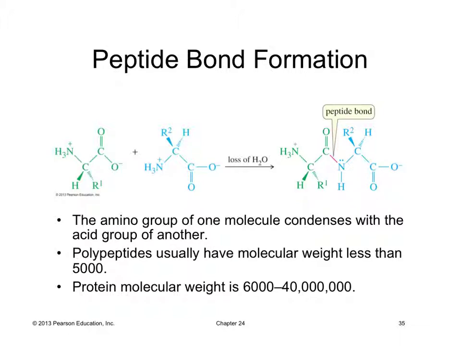For the peptide bond, you can take the carboxy and the amine, and you can do a dehydration reaction to form the amide bond. Polypeptides usually have molecular weights less than 5,000, whereas proteins, which are found in nature, have really high molecular weights, 6,000 to 40 million.